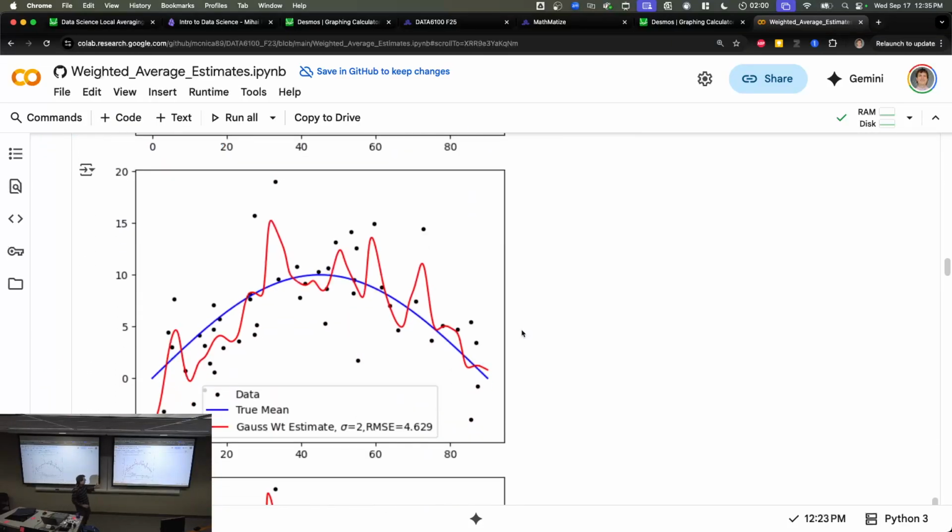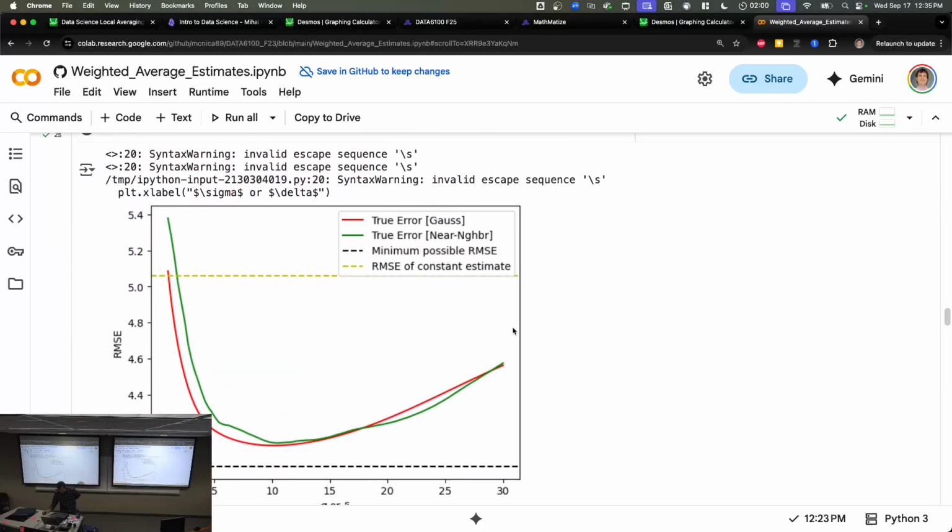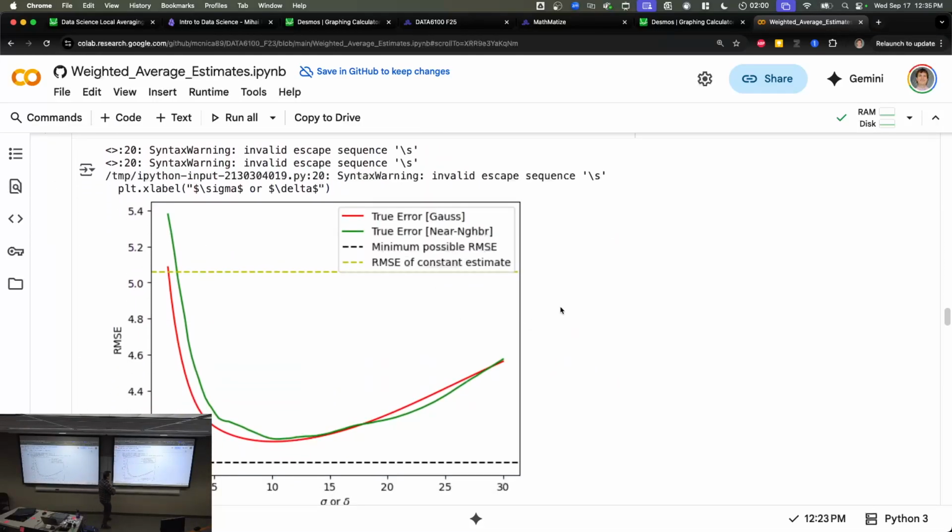Then I was calculating the error by how far the estimated curve, the red, is from the blue. But in real life, you don't have the blue. If you had the blue, you wouldn't do this whole game. So even though my procedure to calculate the red curve only depended on the data, my procedure to calculate the error, the square difference between them, depended on the blue curve, and that's not allowed. You don't have the blue curve in real life.